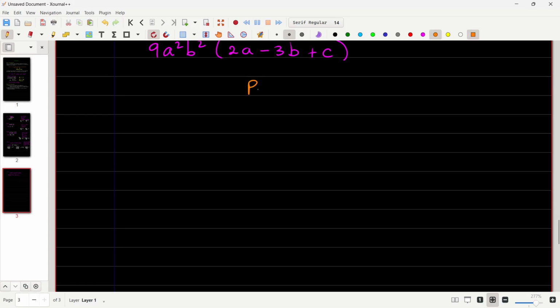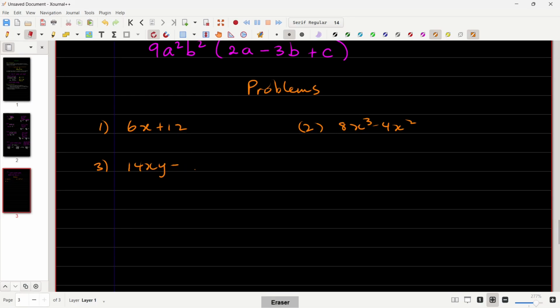So problems, we'll start off simple and then we go complex. 6x plus 12. Let me get to the next one, 8x cubed minus 4x squared. Then let's see, 14xy minus 21xz. Let's see, number 4: 24x to the 5, y to the third, minus 16x to the fourth, y to the fourth, plus 8x to the third, y to the third.